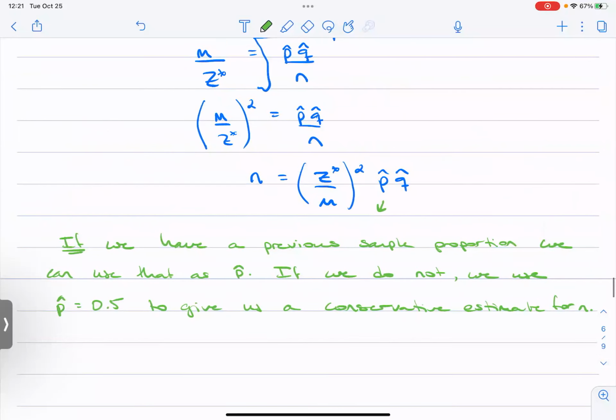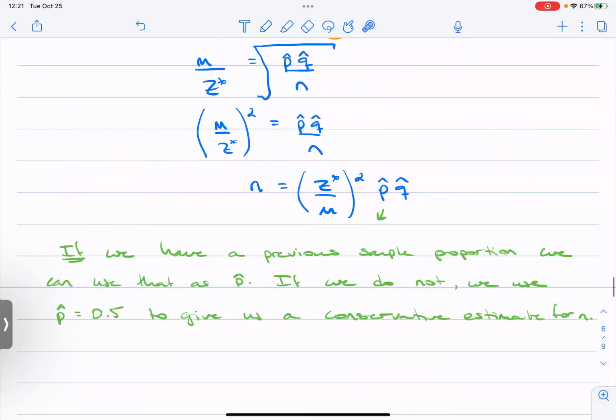I'll say it now, but I don't have time to write it down, so I'll write it down next day. n has to be a whole number, so we always round up. I'll jot that down next day.